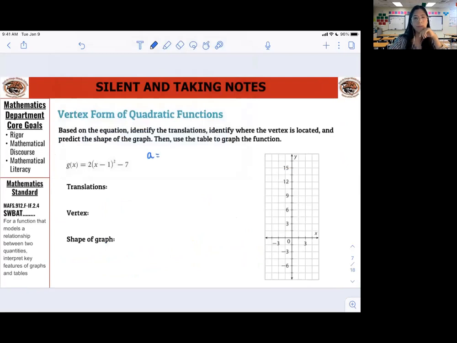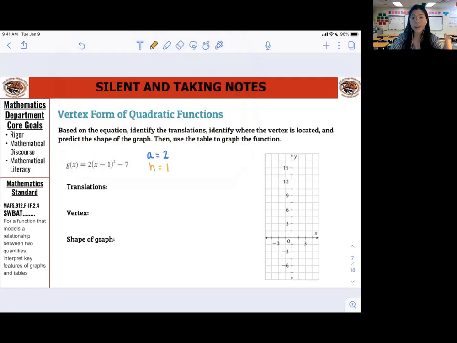What is my a? Which of those numbers is a? Yeah, Jeffrey, you got it. Put it in the chat. Yeah, the 2. A is 2. What's h? -1. Okay, and what do we have to do with that sign though? Flip it. Right. So it's +1. Yeah, that's always the hardest one.